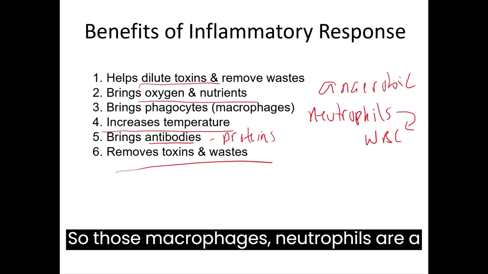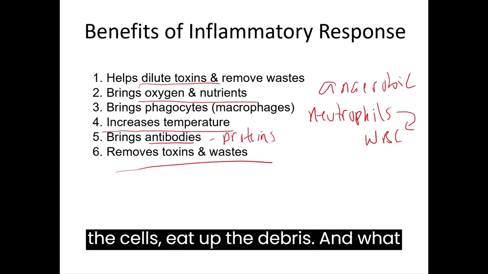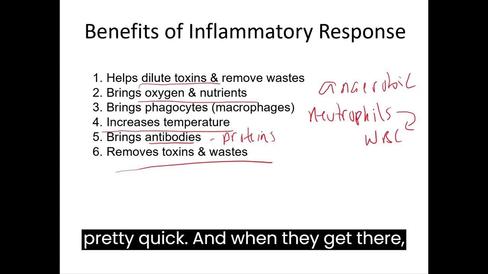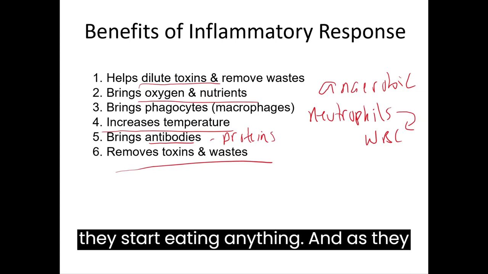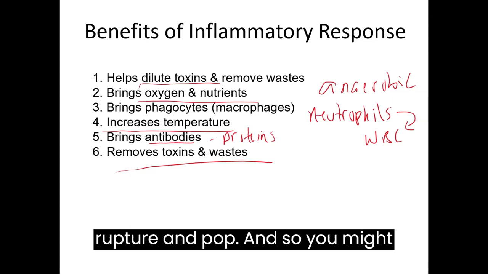So those macrophages, neutrophils are a specific type. They're there to eat up the cells, eat up the debris. And what happens is these neutrophils show up pretty quick. And when they get there, they start eating anything. And as they take in the contents, they actually rupture and pop.